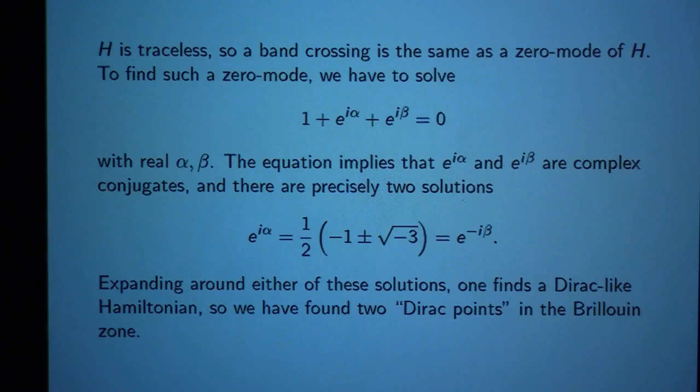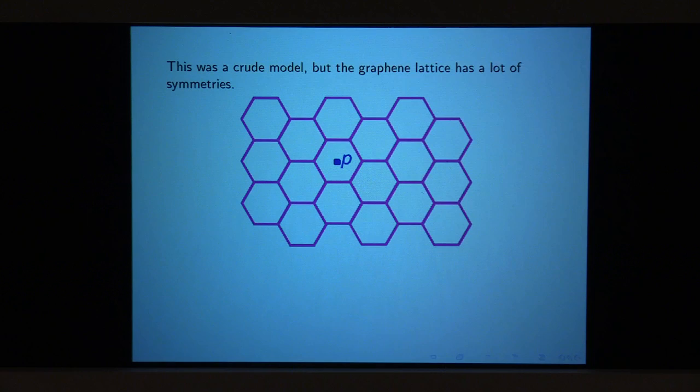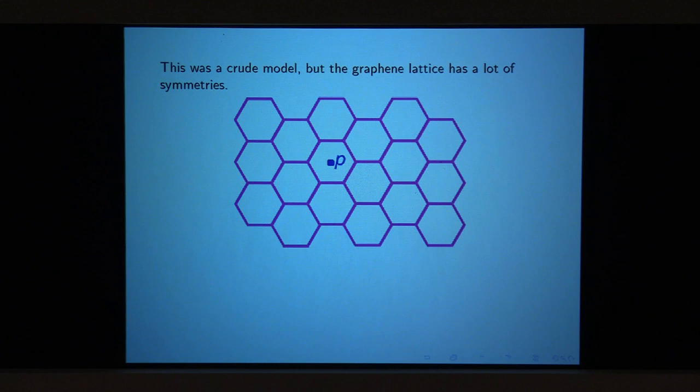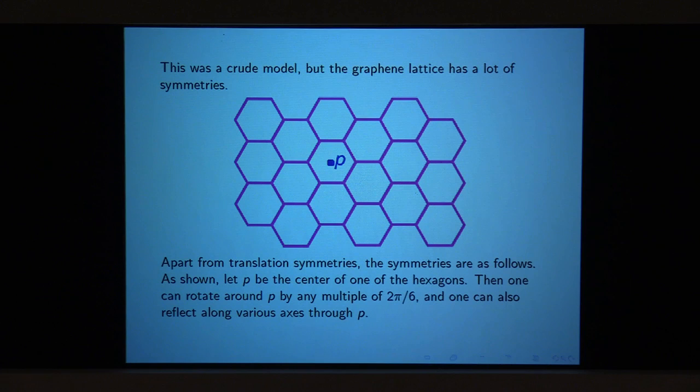So, but to make this interesting, we should know that this massless behavior is protected by the symmetries. So we have to look at the symmetries of the graphene lattice. So I've drawn the graphene lattice, and the easiest way to see the symmetries is to pick one of the hexagons and then draw a point at the center of the hexagon. And then you can see that apart from translation symmetries, the symmetries are as follows. If P is the center of one of the hexagons, you can rotate about P by any multiple of 2 pi over 6. And you can also reflect along various axes through P. So you can obviously reflect on this horizontal axis that passes through two corners of the hexagon, but you can also reflect around a vertical axis that passes through two faces of the hexagon.